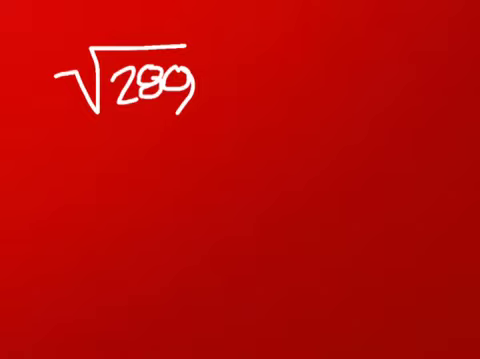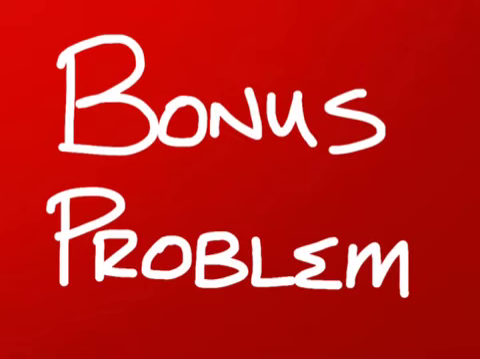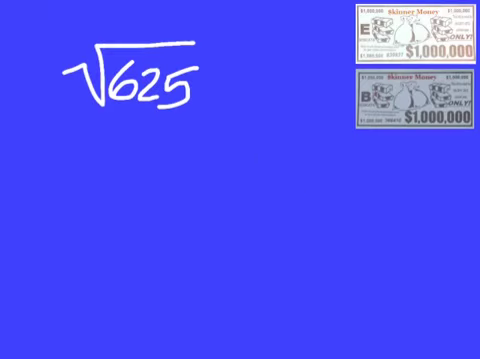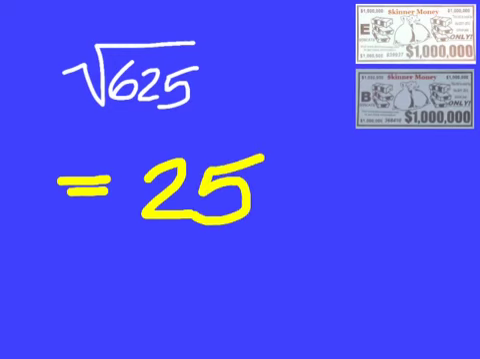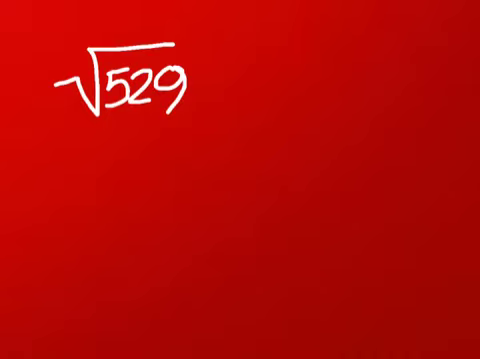Bonus problem. Square root of 289. Answer for the bonus should be, I need a different marker, there we go, 17. If you brought that up, come and get 3 million. Another bonus problem. The square root of 576. Answer on the bonus should be 24. Practice problem number 2. Square root of 625. The solution for this, I hope everybody had this because I gave the answer away beforehand. 25. Bonus problem. Square root of 529.